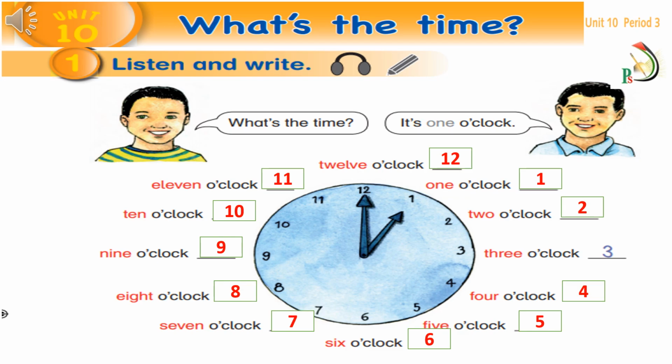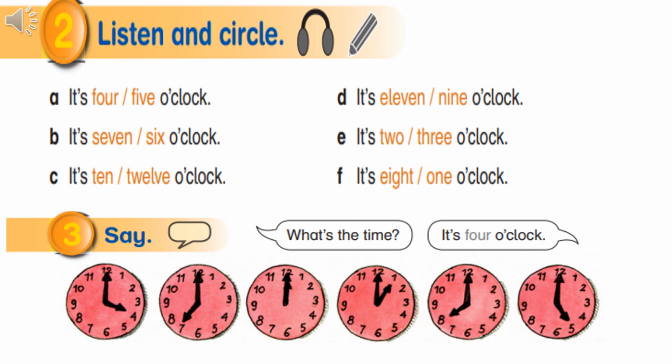Great job. Now let's move to exercise number 2, listen and circle. In this exercise, we want to listen to the audio, then circle around the time that we listen. Okay? So let's start. Prepare your pencil and, as I told you, listen and circle the time that you hear.